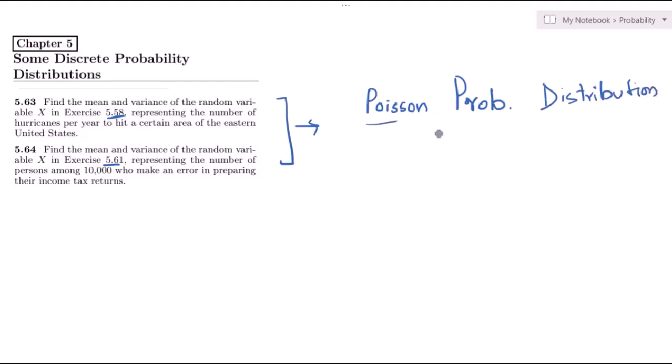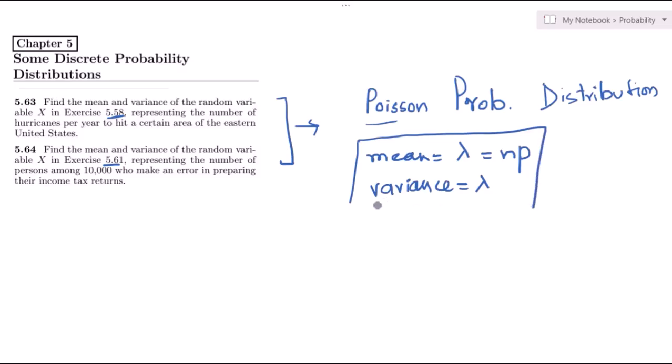Before solving these questions, you have to keep in your mind that in Poisson probability distribution, mean is always equal to lambda, which is the average value, and if we know the population value and we know the probability value, we can multiply them together and we get the value of the lambda. Similarly, the value of the variance is also equal to lambda, which is basically the average value. So in Poisson probability distribution, mean and variance both are equal to the average value.